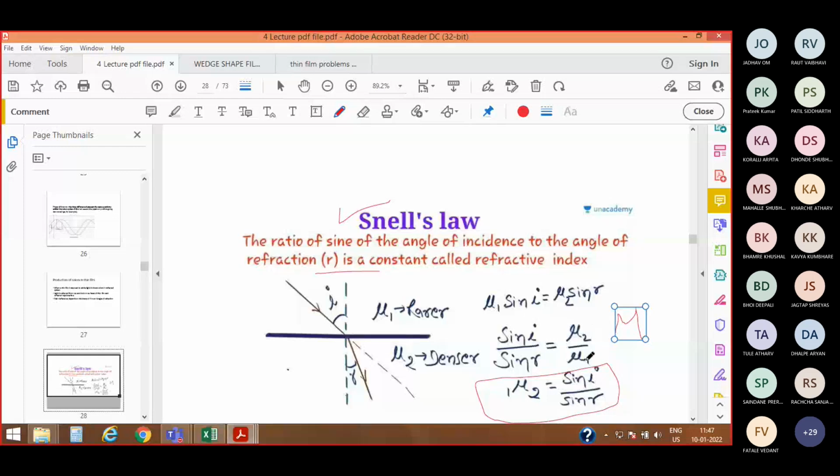Since it is a dimensionless quantity, mu1 is equal to mu2. Mu1 is the refractive index when light is incident from the rarer medium. Mu2 is the refractive index when light is transmitted to the denser medium. Since both are equal, mu is equal to sine of I upon sine of R. So this is Snell's law.